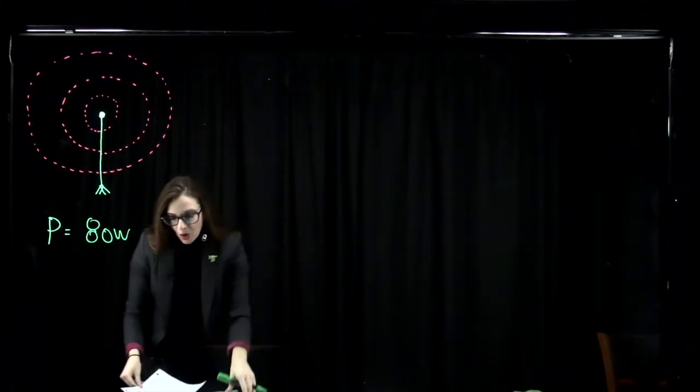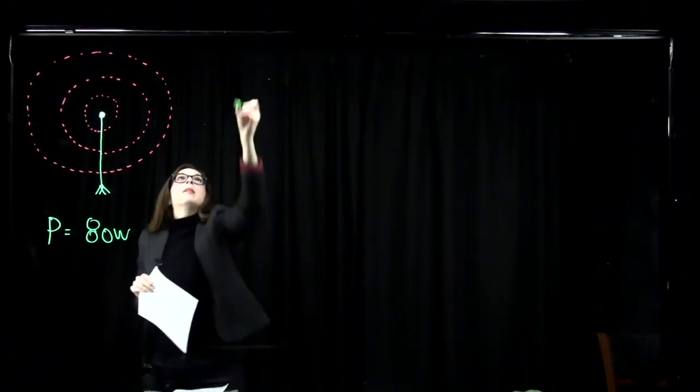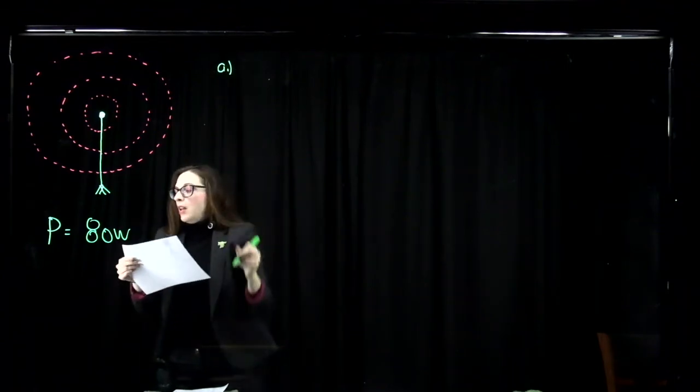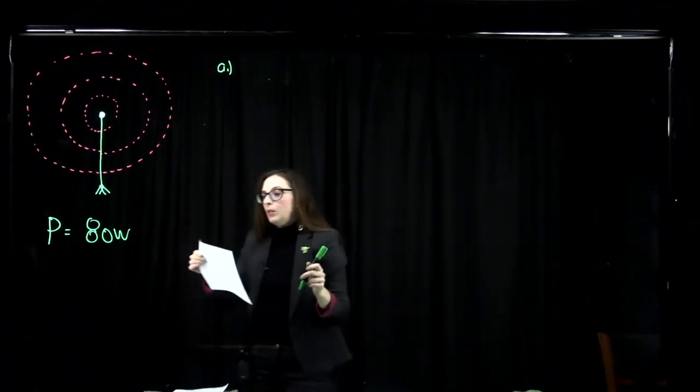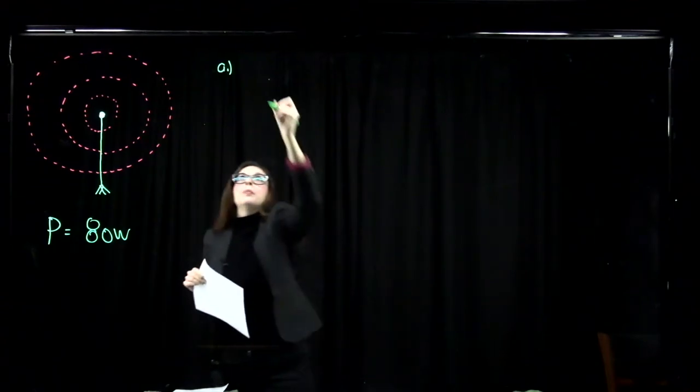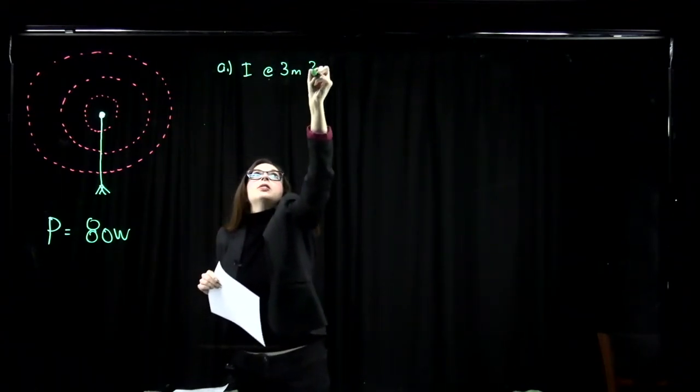Okay, we are going to do a couple of different things. The first thing that we're going to do, part A, is find the intensity of this sound 3 meters from the source. Intensity at 3 meters, okay?